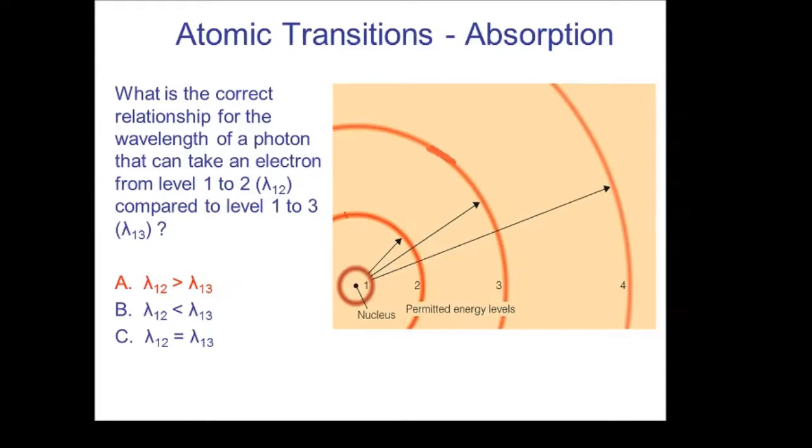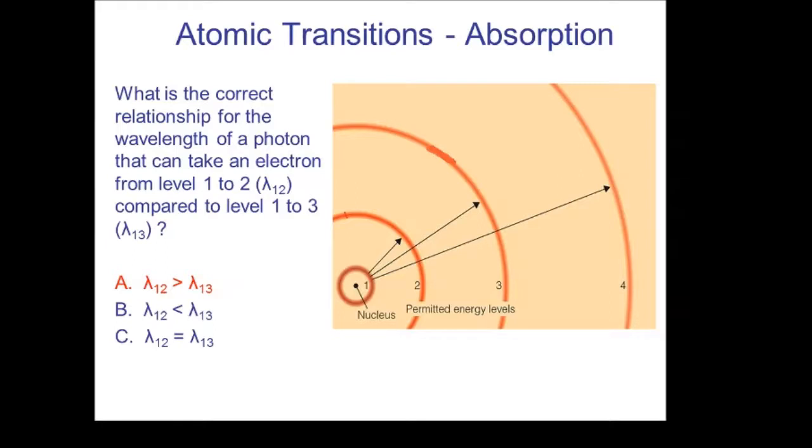1 to 3 has the largest energy gap, right? So it requires the most energy. Yes? Okay. What do we know about photons, wavelengths with a lot of energy? Are they long or are they short? They're short, right? So when you're looking at this relationship here, the wavelength that takes you from level 1 to level 3 has to have more energy, so therefore it must be a smaller wavelength. Okay?